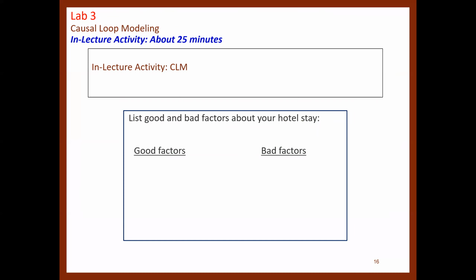Okay, so this is what I was mentioning at the beginning of the lecture. Now we have an in-lecture activity, so you should use the rest of the scheduled lecture time to work on this activity. Essentially, you're going to create a causal loop model, and we are going to use a situation that I assume most of you will be familiar with, which is staying at a hotel. So you're going to list some good factors and bad factors of your experience staying at a hotel.